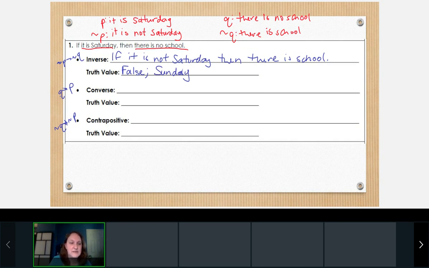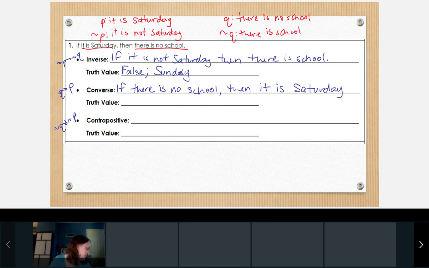All right, now let's write the converse. Converse is Q then P. So I find Q. Q is there is no school. So we write, if there is no school, then, and now I'm going to write P, it is Saturday. All right, what do you think? True or false? What's the truth value? False again. And another counterexample could be Sunday again.